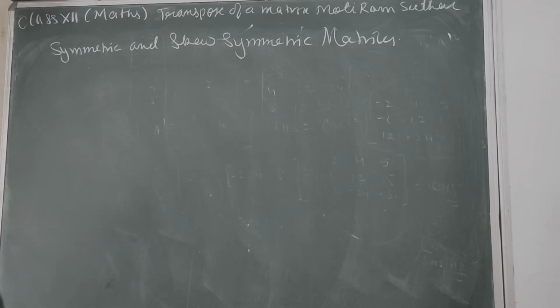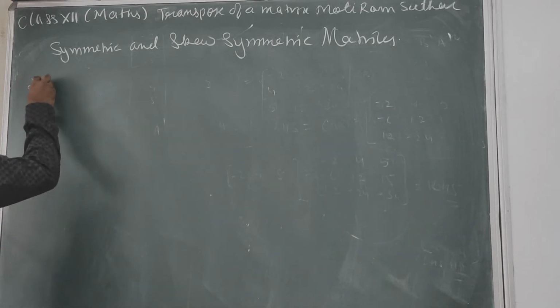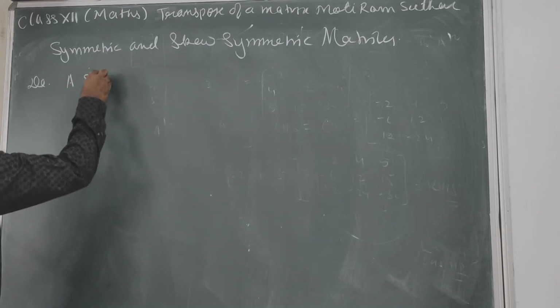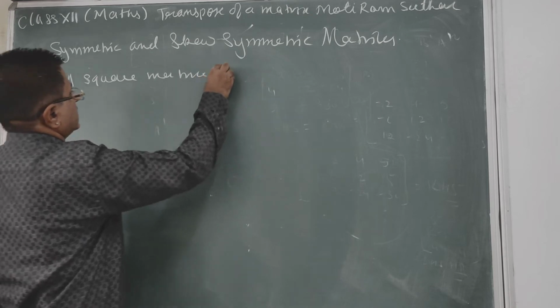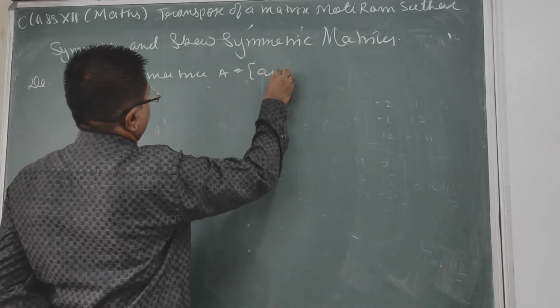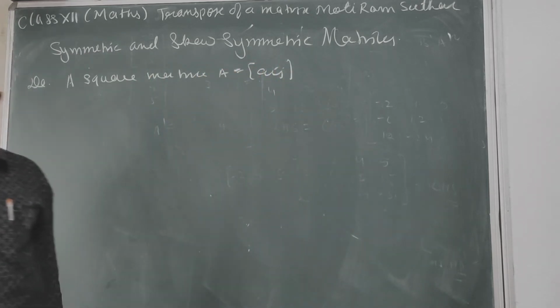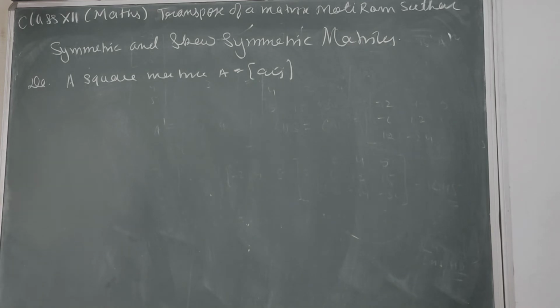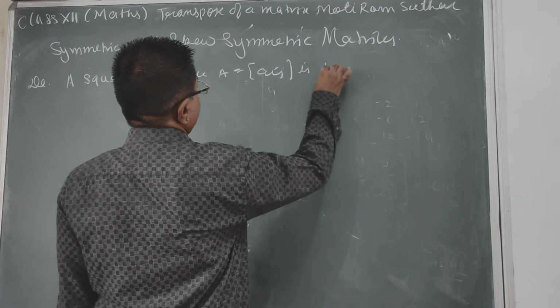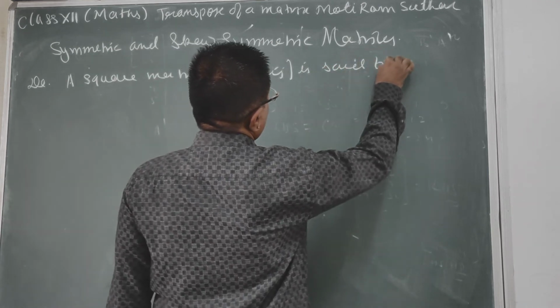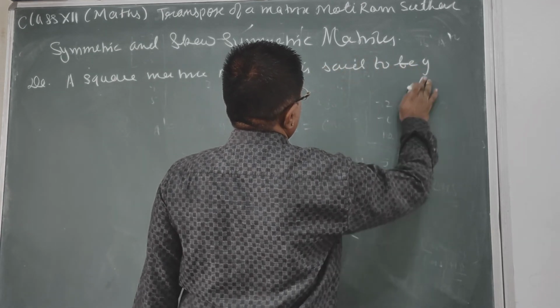So definition number 4, a square matrix, this should be always square matrix Aij of the order n is said to be symmetric matrix.